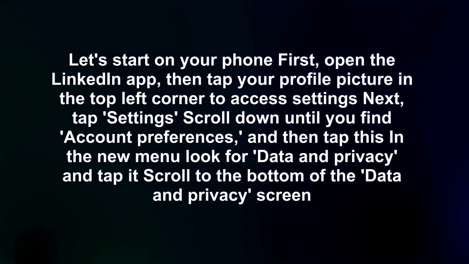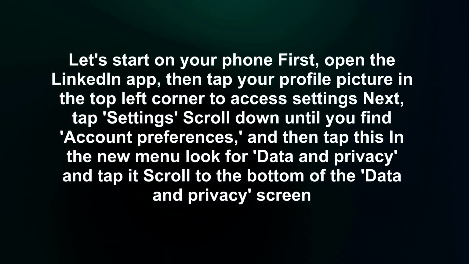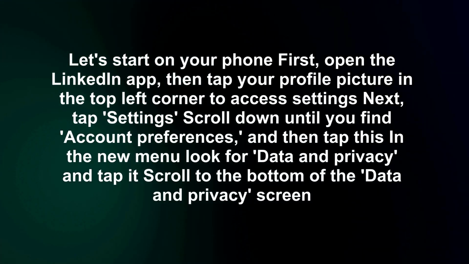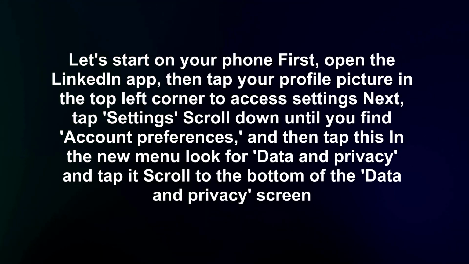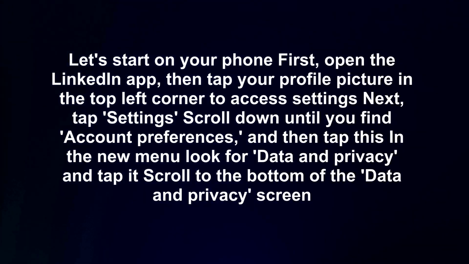Open the LinkedIn app, then tap your profile picture in the top left corner to access settings. Next, tap settings, scroll down until you find account preferences, and then tap this. In the new menu, look for data and privacy and tap it. Scroll to the bottom of the data and privacy screen.